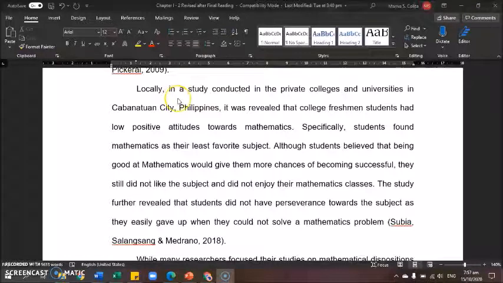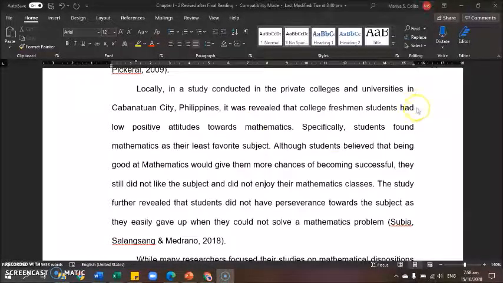Okay, so Philippine setting. So locally, in a study conducted in the private colleges and universities in Cabanatuan City, Philippines, it was revealed that college freshman students had low positive attitudes towards mathematics. So this is already a problem in local setting, huh? Students having low positive attitudes towards mathematics.